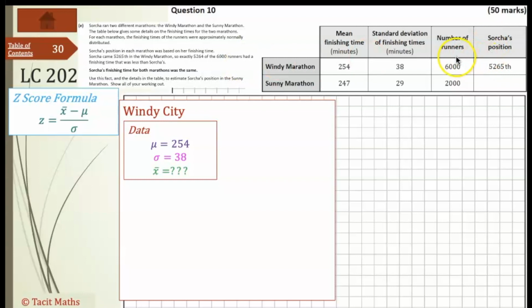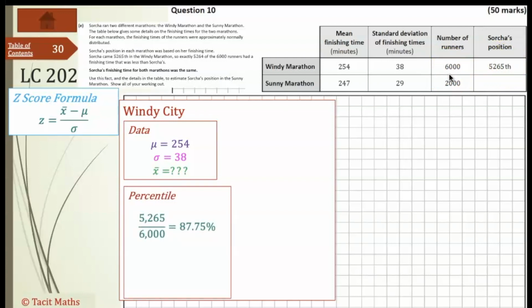Now, what you might spot is that she finished in this position out of 6,000. If we express this as a percentile, that's where our percentile comes from. What this means is that 87.75% of the field finished in front of her. So our percentile in this case is 0.8775, and that's the key to this question. We now have our percentile, our mean, and our standard deviation, and we're looking for the time. So it's back to that question we did in part B, or part 2, sorry.